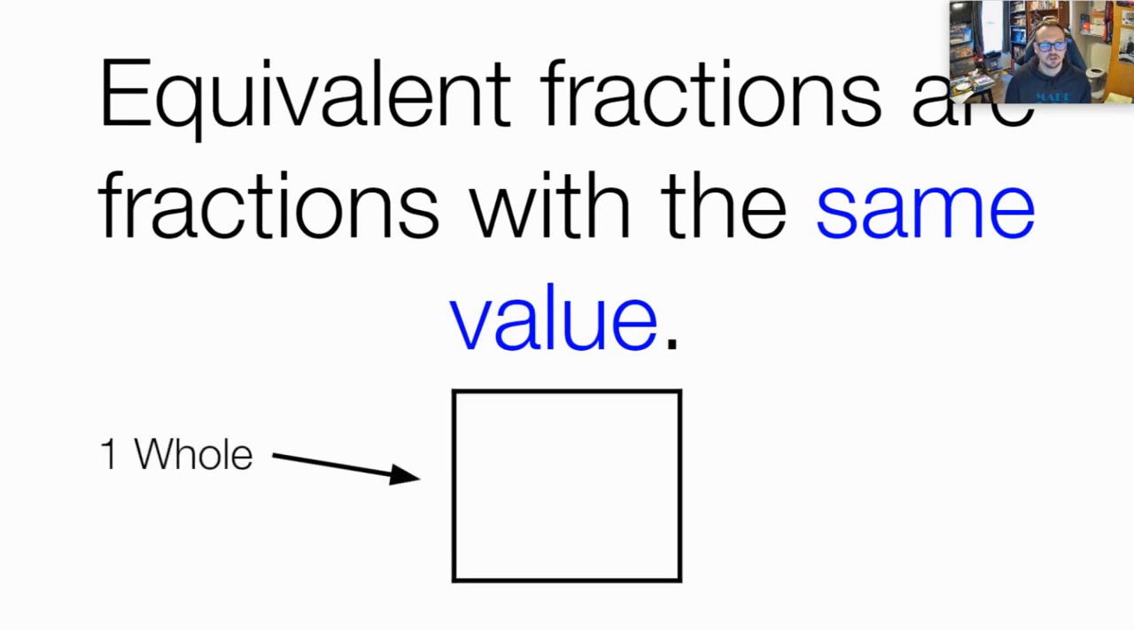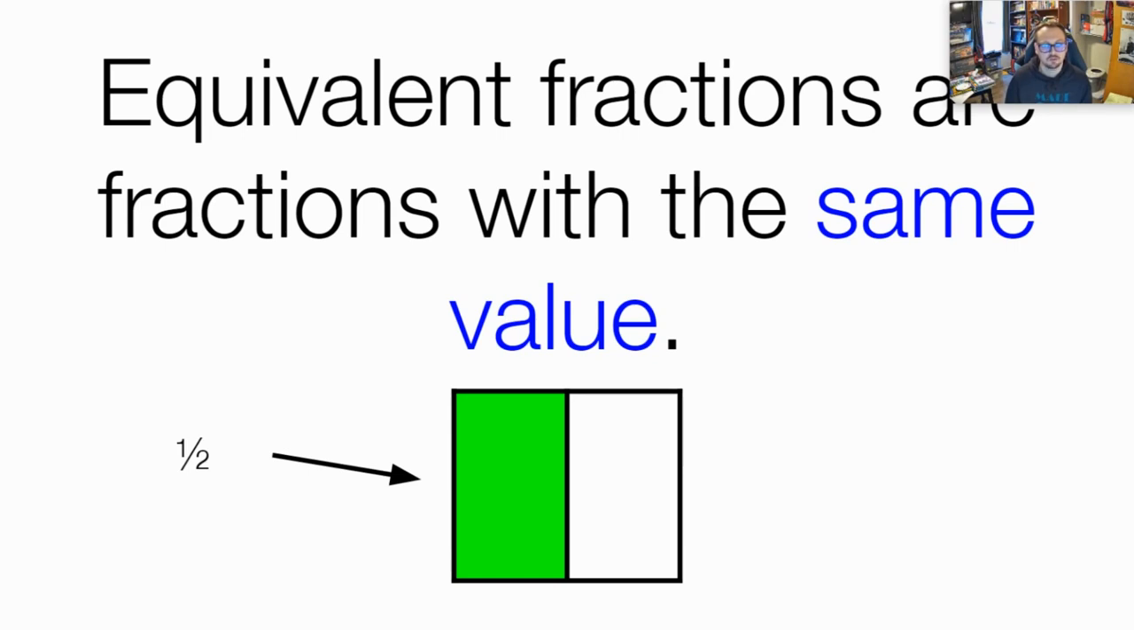So here is our whole, here's our one whole. We're going to cut our whole into two equal parts, and then we are going to color one of those parts. The name of that green part is one half, because now we've split our whole into two equal pieces and we have one of those pieces shaded.